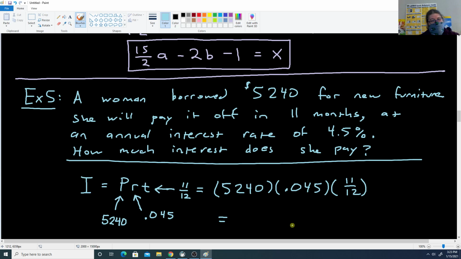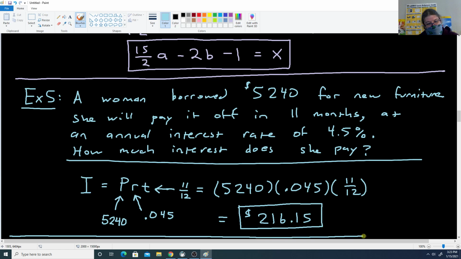So we're going to use a calculator here and type that in: 5,240 times 0.045 times 11 divided by 12, and we end up with $216.15 as the amount of interest that she paid.